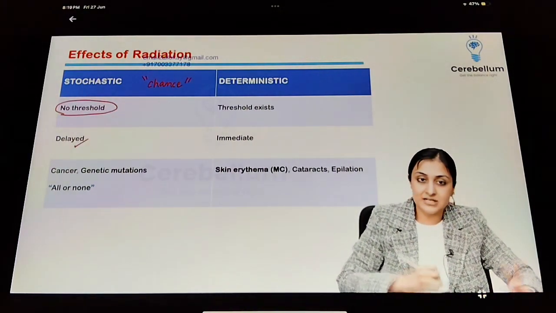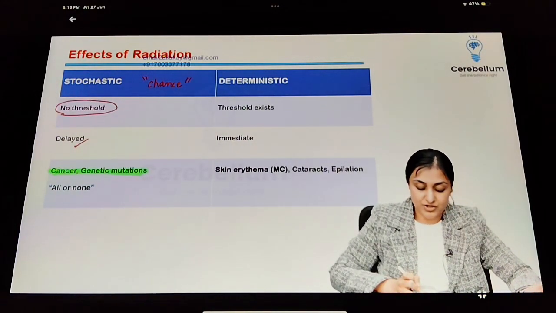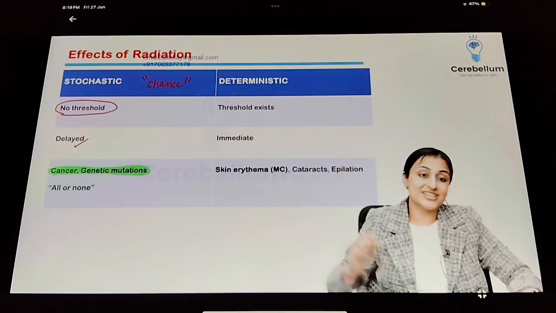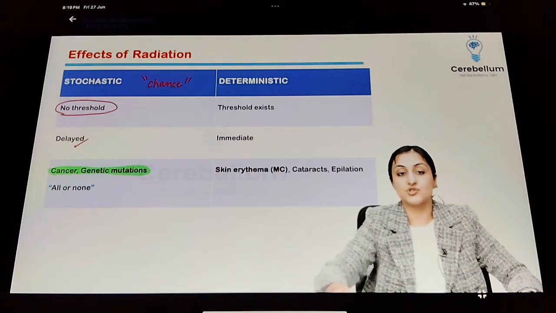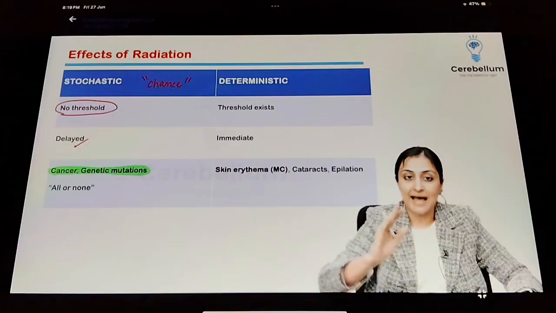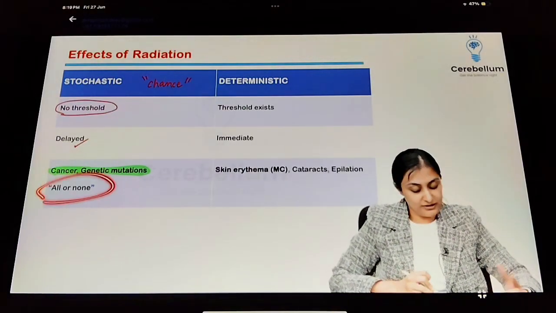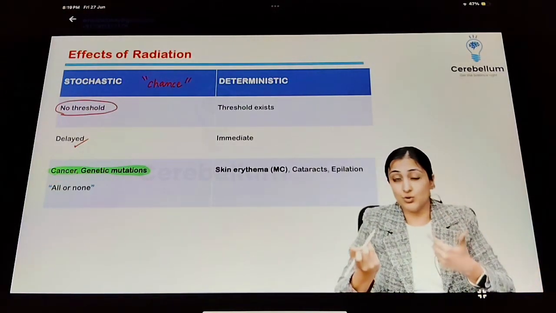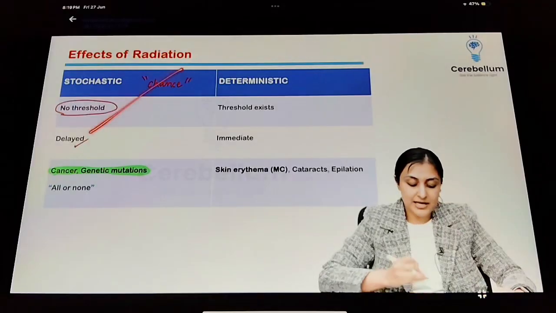It is a delayed effect. The classic example being cancer and mutation. So there is no threshold beyond which mutations start or cancer risk increases. So this is what you need to remember, that stochastic effects happen by chance, and these are all or none effects. Either you have a mutation or you don't have. You don't have a little bit of cancer. So these are by chance.